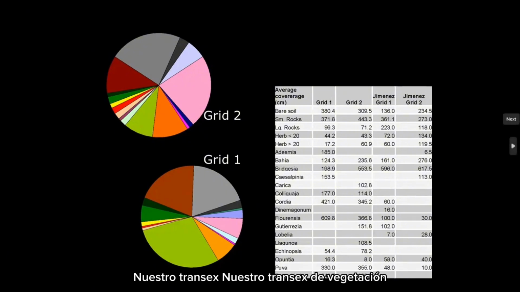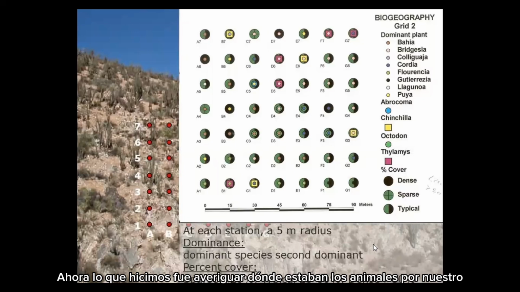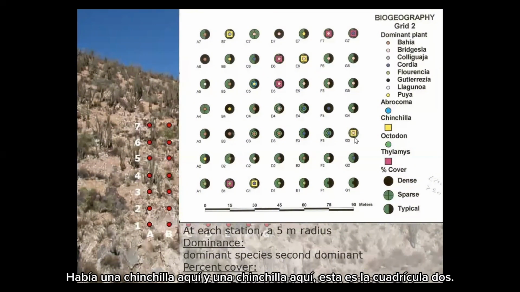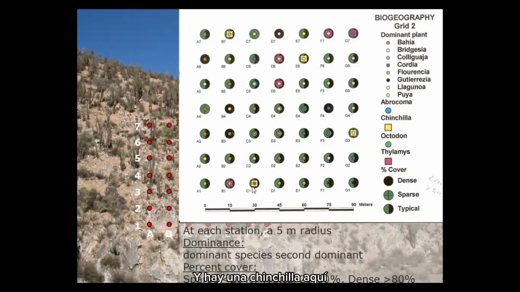Now, we figured out where the animals were by our smoke cards. We can see there's a chinchilla here, there was a chinchilla here, and a chinchilla here. This is grid 2, and there's a chinchilla here. Then we looked at how much cover is at each of these spots. We looked at a 5-meter radius circle from that exact spot, and we looked at the dominant species.